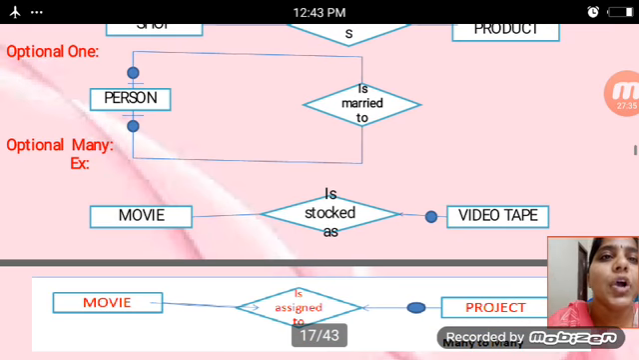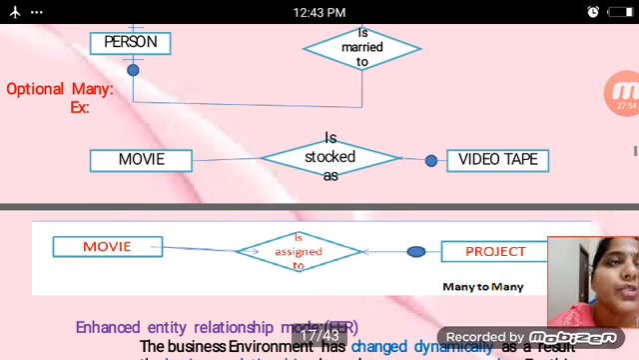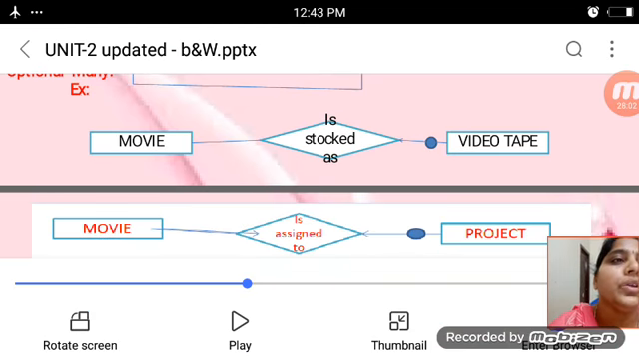The next one is optional one. Optional means maybe or maybe not. A person is married, optionally: either he is married or otherwise not married. And the next one, optional many. Here I am taking the example of a movie stocked as a videotape. If you go to a particular shop at a particular time, the tape may or may not be there. That is optional many.